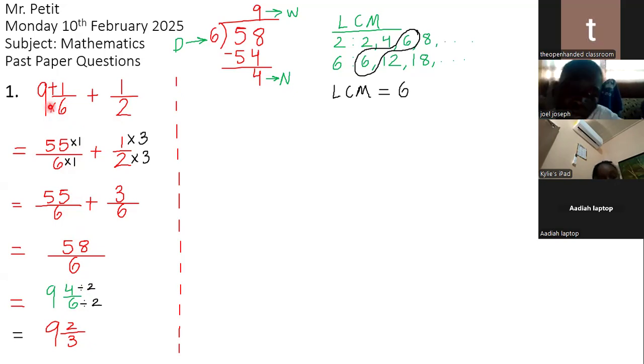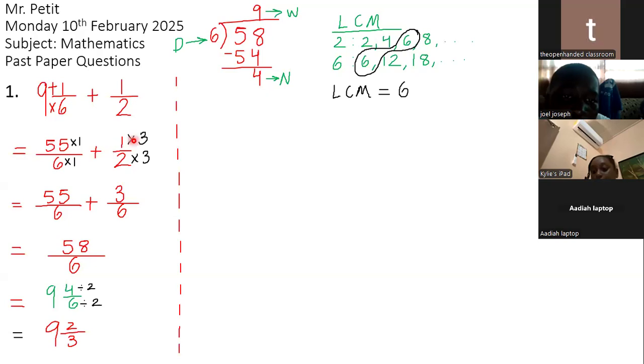You multiply the two denominators. Right here. What do we do here? You times 9 and 6. Mm-hmm. And that gives us what? 54. What do we do after that? Add the 1 to the answer. Good. So we have 55 over 6 plus 1 over 2.